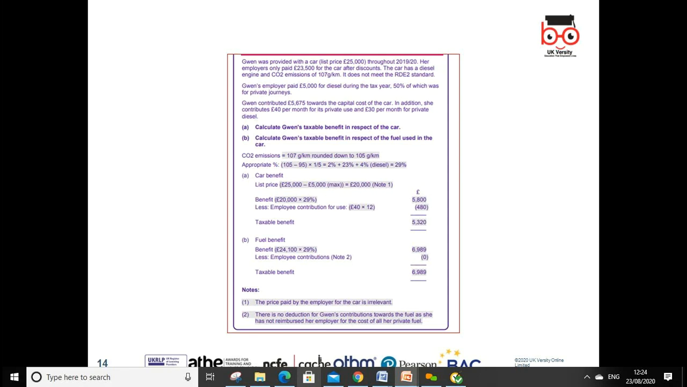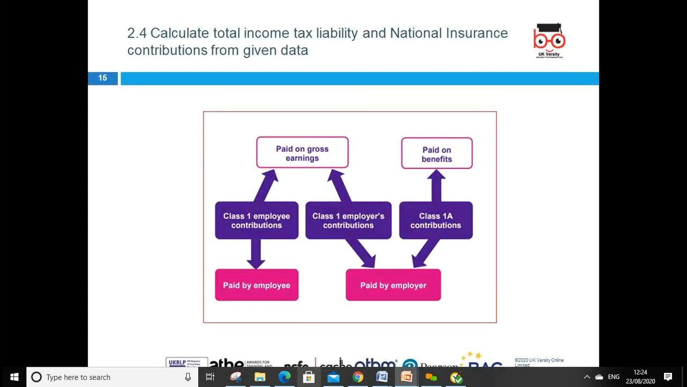Then the fuel benefit, yes, 24,100. That's the limit which is given, and the maximum. So we can calculate the 29% on it because that car falls under this. And less employee contribution if we have nothing there towards fuel. So that is the taxable benefit, the amount we need to include in the taxable amount, and we need to calculate the 20% tax on it. That's all about it. Any questions?